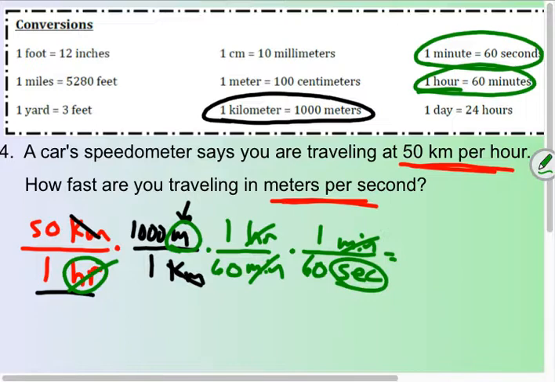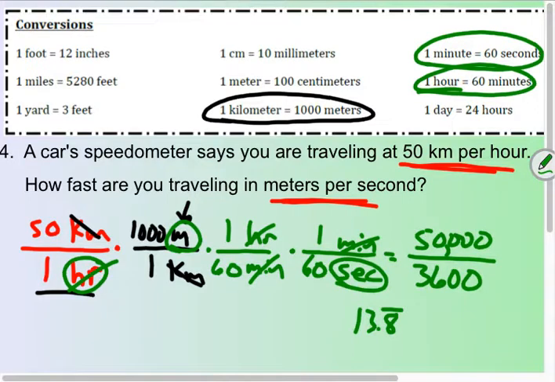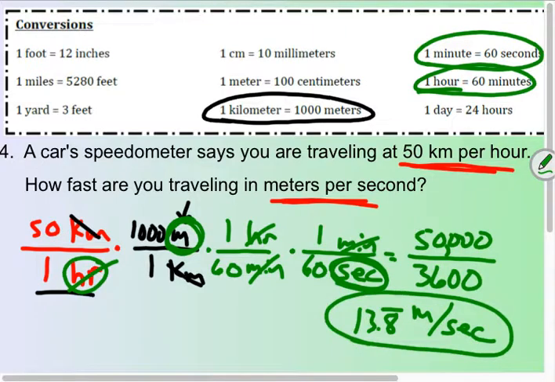Multiplying straight across on top, we're going to get 50,000, 50 times 1,000, all over, what do we got? 60 times 1 times 1, 3,600. If you divide those, it looks like you get 13.8 repeating. You could leave it like that, or you could round it to 13.9, that's fine. And I have meters per second. Meters per second. And that's a little bit of dimensional analysis.